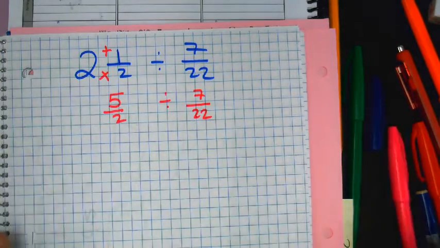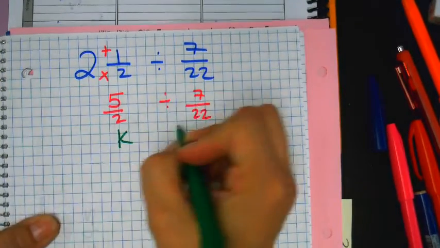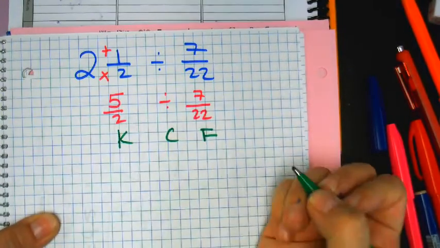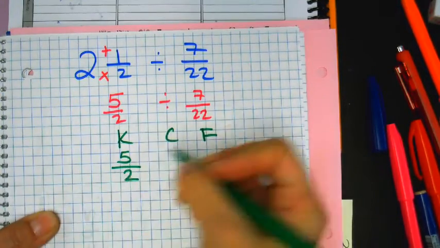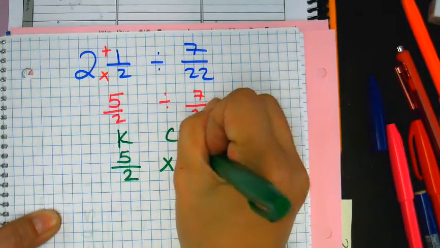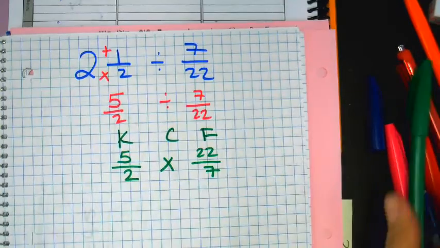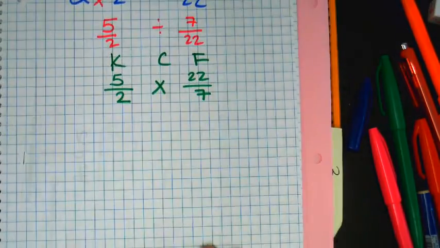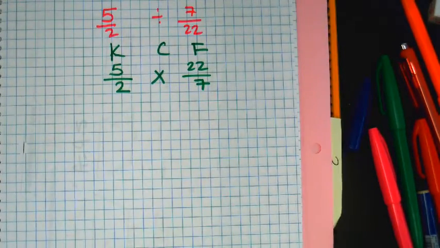Now I'm going to keep, change, flip. KCF. 5 over 2 times 22 over 7. All right. I definitely don't want to do 5 times 22 and then 2 times 7 and simplify. I want to check your corners.